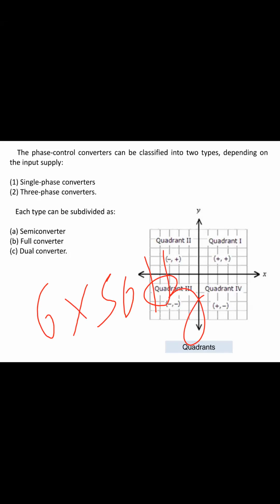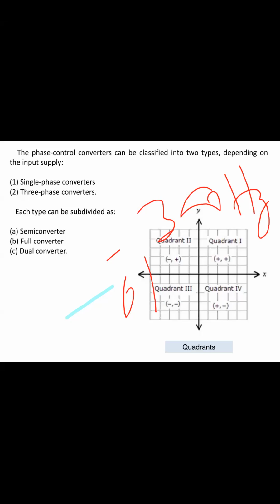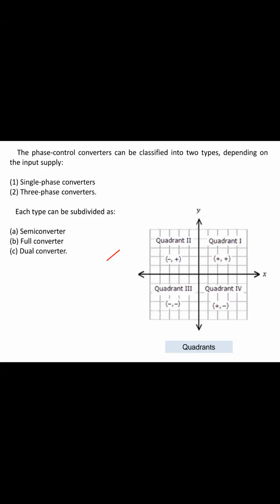Again, these are classified as first quadrant, second quadrant, third quadrant and fourth quadrant. We will see what each of these quadrants is; we have the four quadrants.